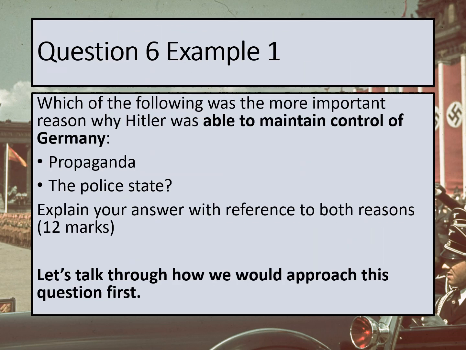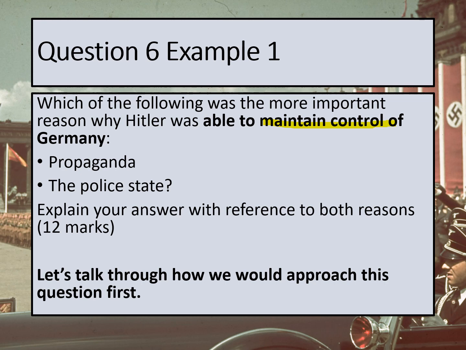Okay, so first of all, we're going to be looking now at our first example for question 6. The question is, which of the following was the more important reason why Hitler was able to maintain control of Germany? So remember, guys, that this is basically a question asking you about your control knowledge. So we're not looking at how he became dictator, we're looking at how he held on to that dictatorship. That's why it's asking us about how he maintained control, not how he gained it.